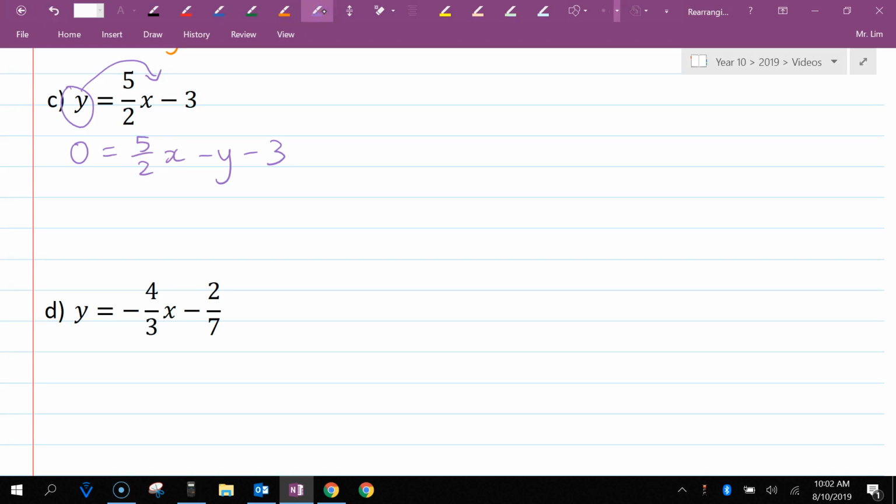Now we need to multiply everything by 2 to get 0 is equal to 5x minus 2y minus 6. And now we're done.